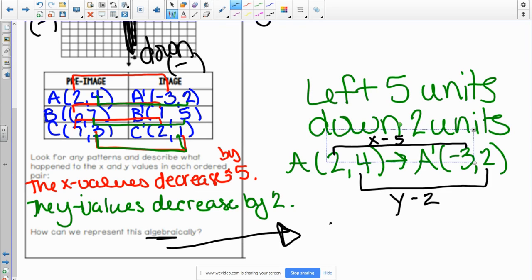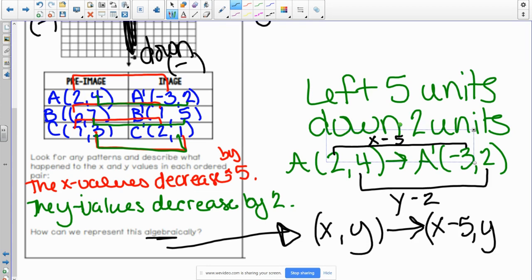So we start out with just the normal (x, y). That was the coordinate pair to start with. In this case, it was (2, 4). You put this arrow, which means yields. And then you put what happens to the x and y in every problem or every point on our triangle. So x was subtracted by 5 and y was subtracted by 2.